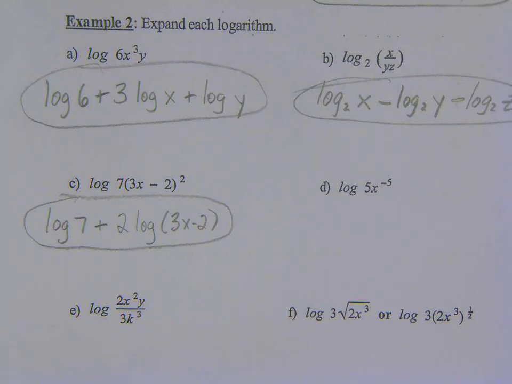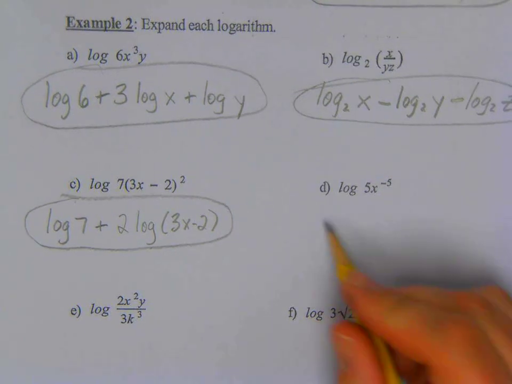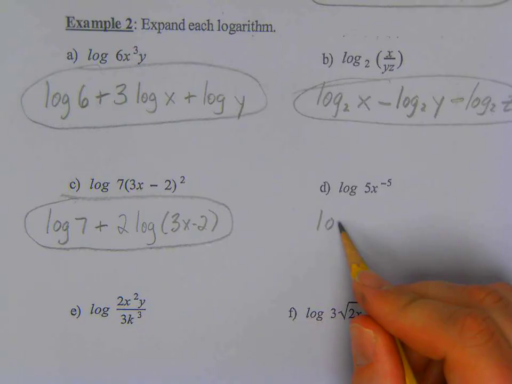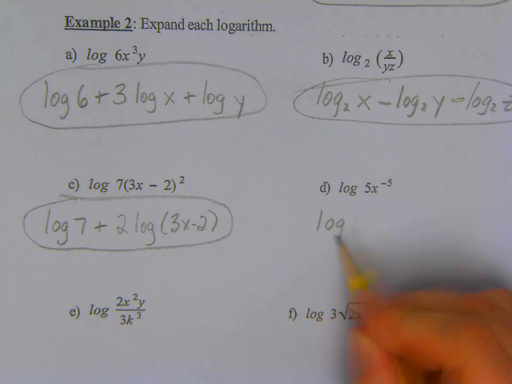All right, next. What do we think this one is? How many things are being multiplied here? 2. So we've got log 5.